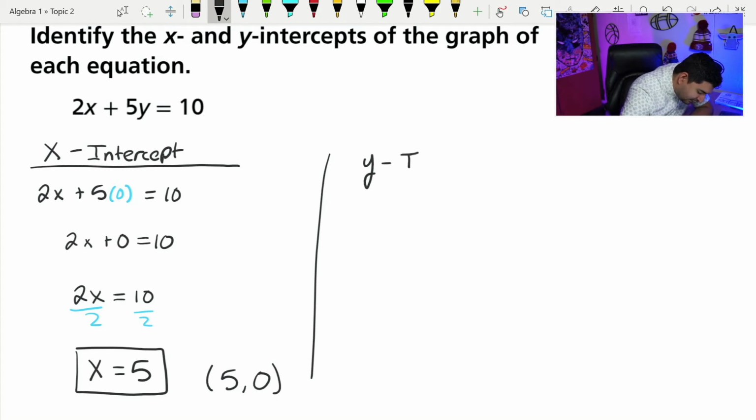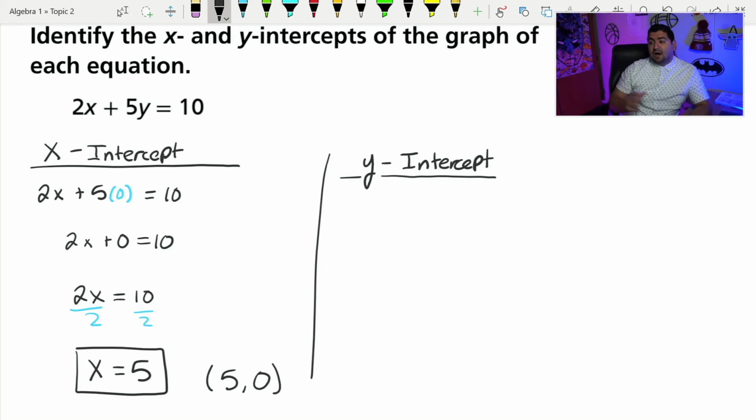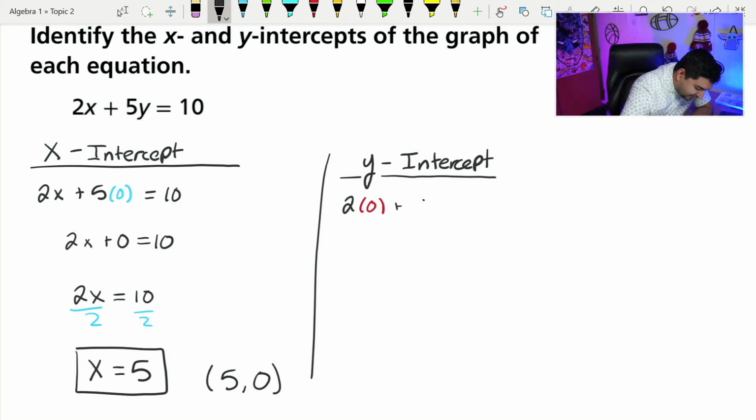Here's my y-intercept. For the y-intercept, we sort of do the opposite, and instead of plugging in a 0 for the y, we're going to plug in a 0 for the x. So I'm going to have 2 times 0 plus 5y equals 10. So 2 times 0 is just 0, plus 5y equals 10.